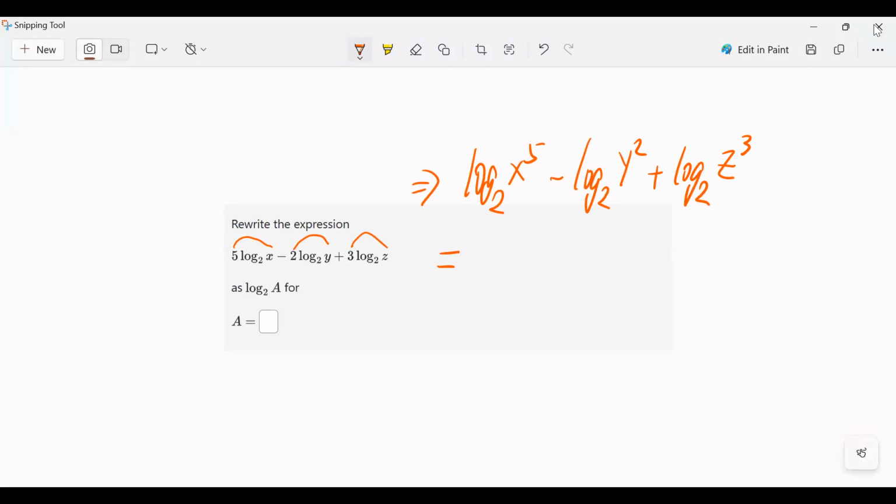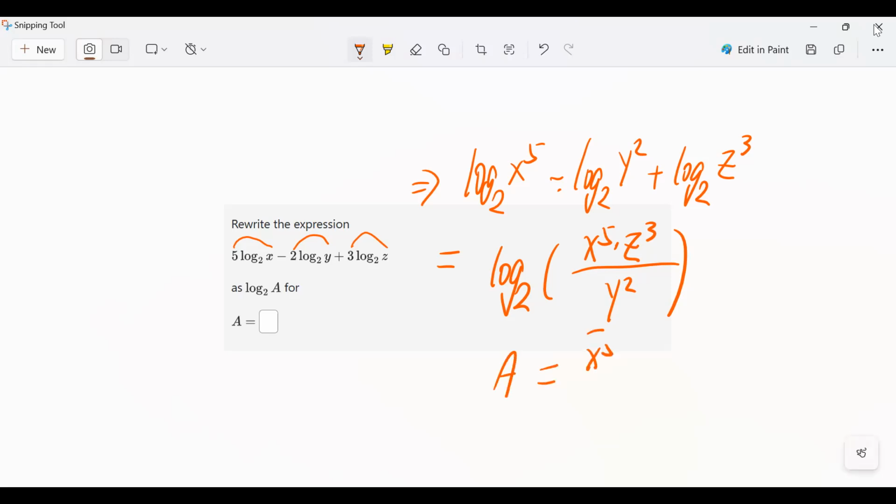Then the addition becomes multiplication, subtraction becomes division. Keep the same base 2: x to the fifth times z cubed over y squared. So that means a equals this, x to the fifth times z cubed over y squared. Any question about this?